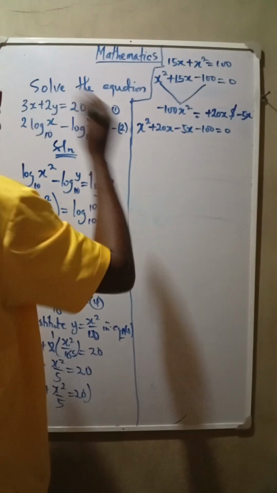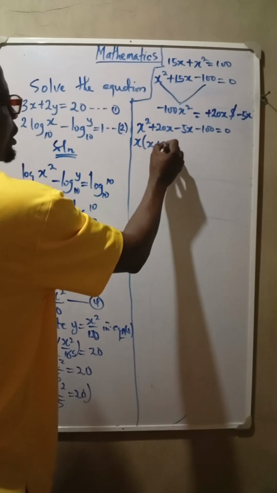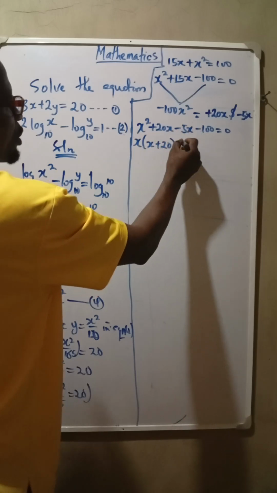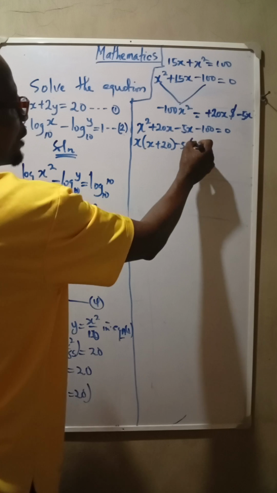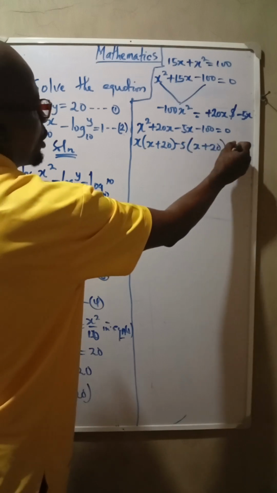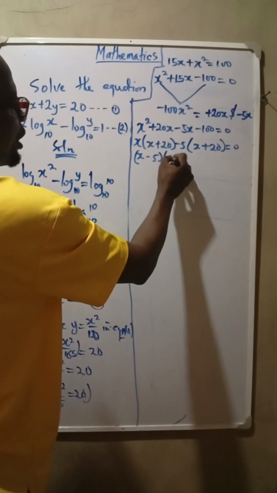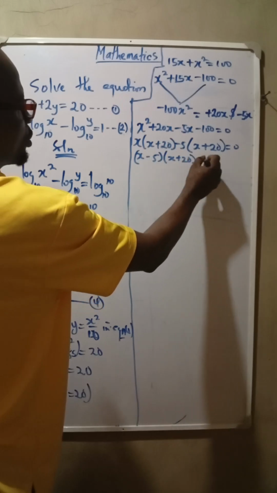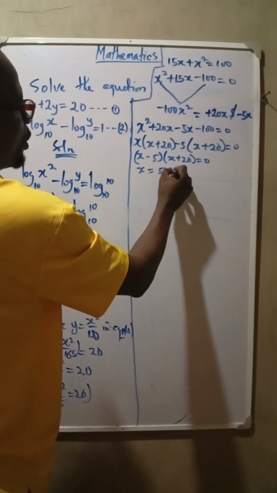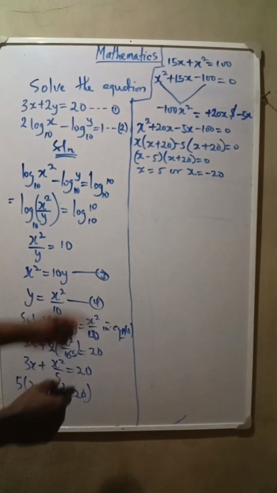So from this place now we can factorize. x is common, we bring out x plus 20, then minus 5 is common. So we have x minus 5 times x plus 20 equal to 0. So x is equal to 5, or x is equal to minus 20. So we have gotten two values for x.